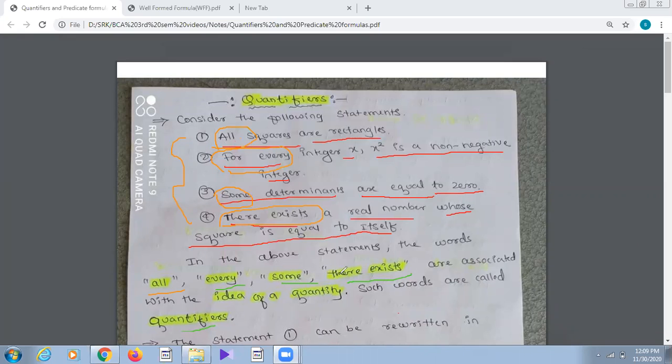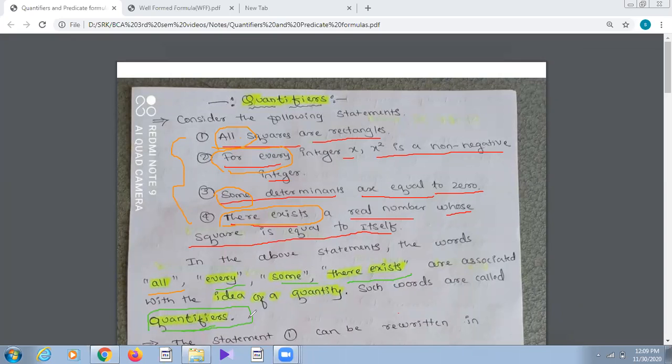All, every, some, there exists at least one. These words are telling about some quantity of any idea, any quantity about anything. So these words are called quantifiers. Very important. Any doubt about quantifiers? They are telling about quantities of particular things, particular ideas.